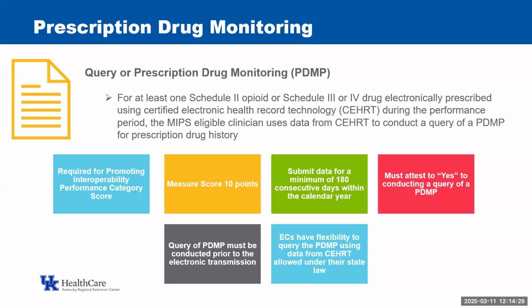for overdose. If an eligible clinician electronically prescribes at least one Schedule II opioid or Schedule III or 4 drug via their electronic health record, they are required to use data from a certified database to conduct a query of a PDMP for that prescription.